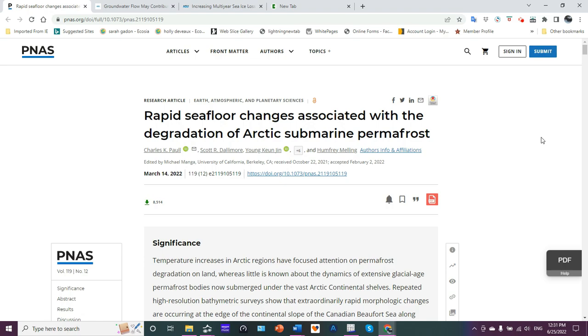I want to discuss with you what we see right here: rapid seafloor changes associated with the degradation of Arctic submarine permafrost. It's an article that came out on Pi Day of this year, March 14th. And we have Charles Paul, Scott Dallimore, and several other authors.